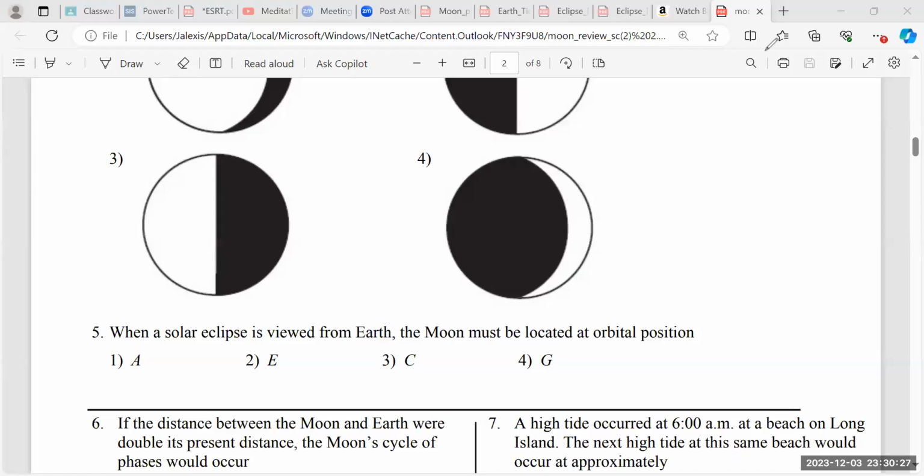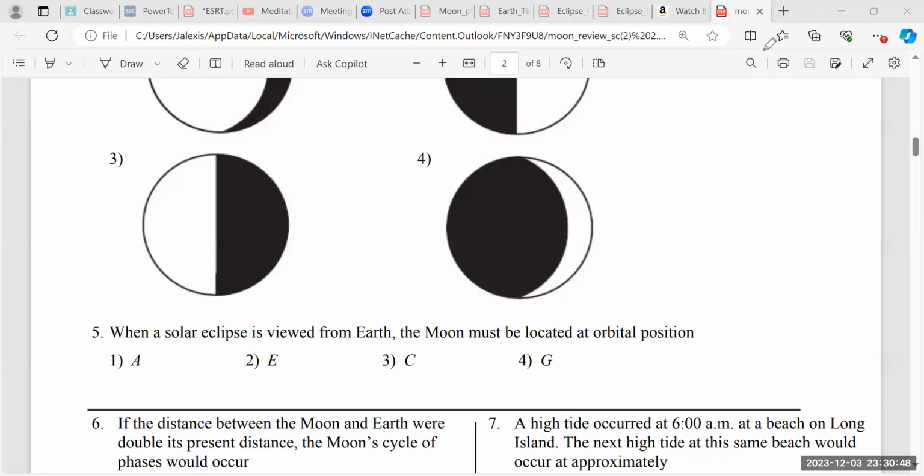All right, so we're going to check out number 5. It says, when a solar eclipse is viewed from Earth, the moon must be located at orbital position what? So once again, we're looking for when a solar eclipse is viewed from Earth, where must the moon be?